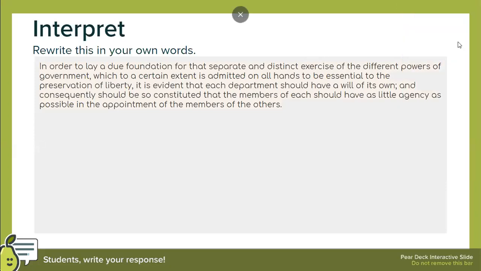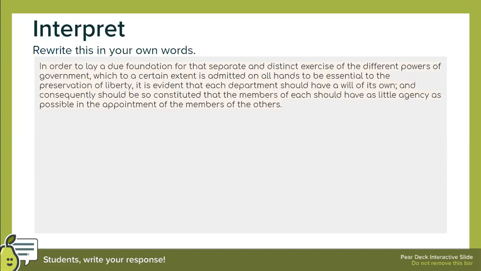All right. In order to lay a due foundation for that separate and distinct exercise of the different powers of the government, which to a certain extent is admitted on all hands to be essential to the preservation of liberty. Okay. Rephrase that. Tell me that in modern English.